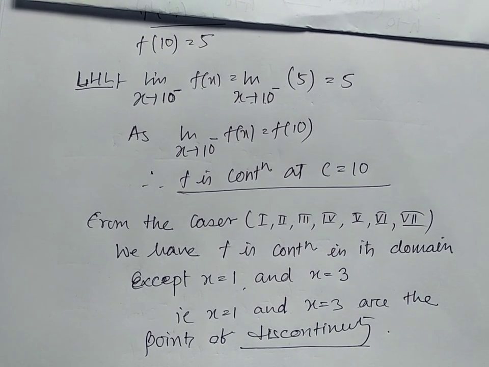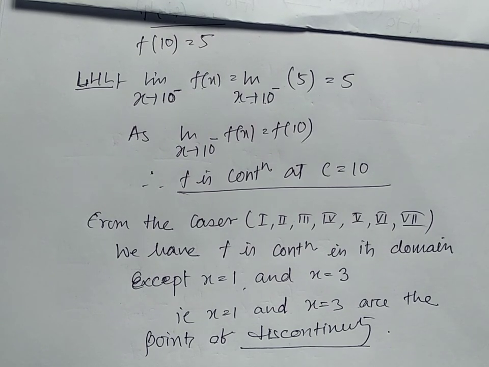So in this way we will attempt to write the answer of a question which carries exactly 6 marks. In this way you have to identify the cases from its domain, and cases means the possible values of c at which you have to discuss the continuity. Then you have to discuss the continuity in a systematic way.